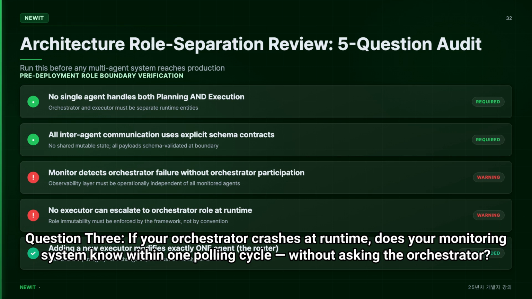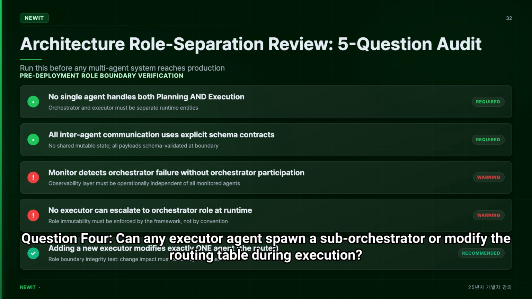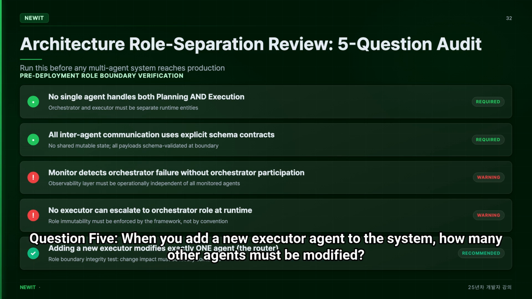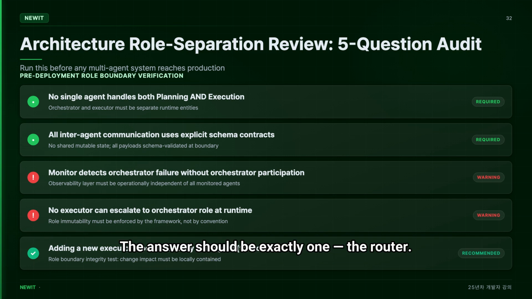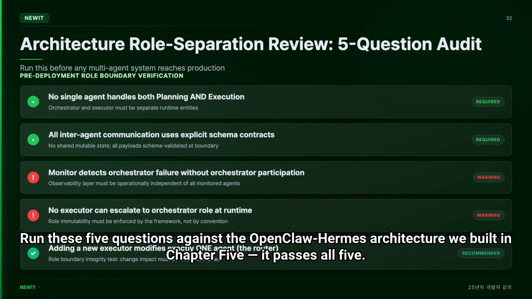Question 3. If your orchestrator crashes at runtime, does your monitoring system know within one polling cycle, without asking the orchestrator? If no, your observability is blind to its most critical failure case. Question 4. Can any executor agent spawn a sub-orchestrator or modify the routing table during execution? If yes, you have runtime role escalation, the single most common cause of runaway agent loops in production. Question 5. When you add a new executor agent to the system, how many other agents must be modified? The answer should be exactly 1, the router. If the answer is more than 1, your role boundaries are leaking.